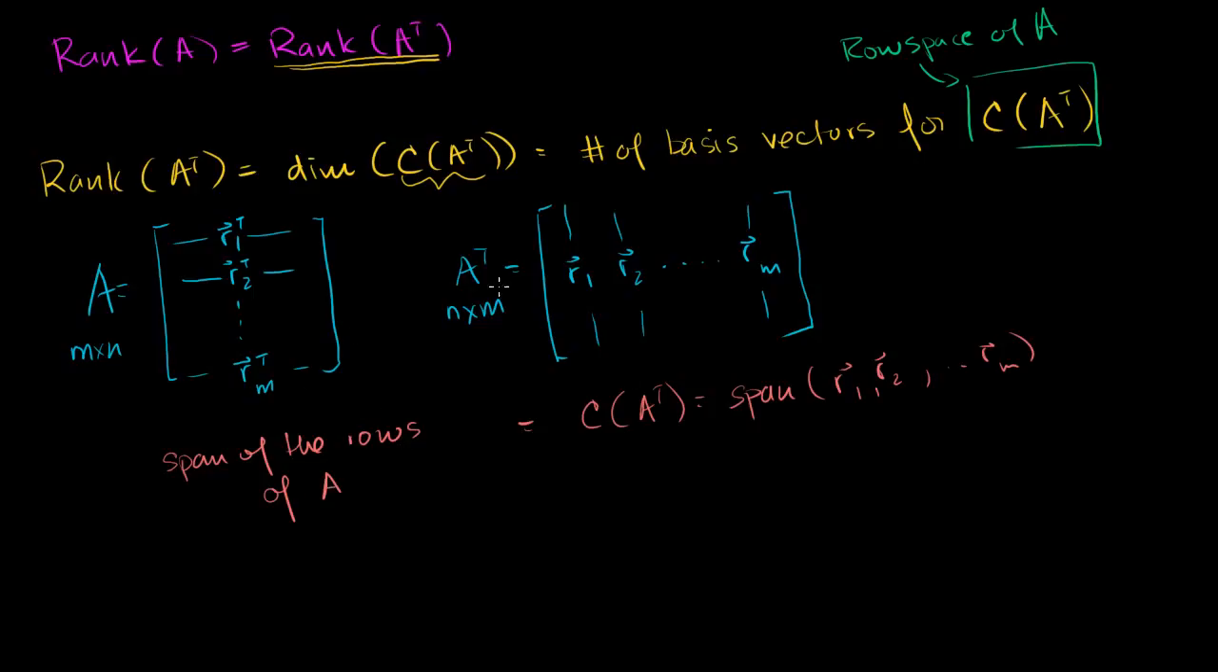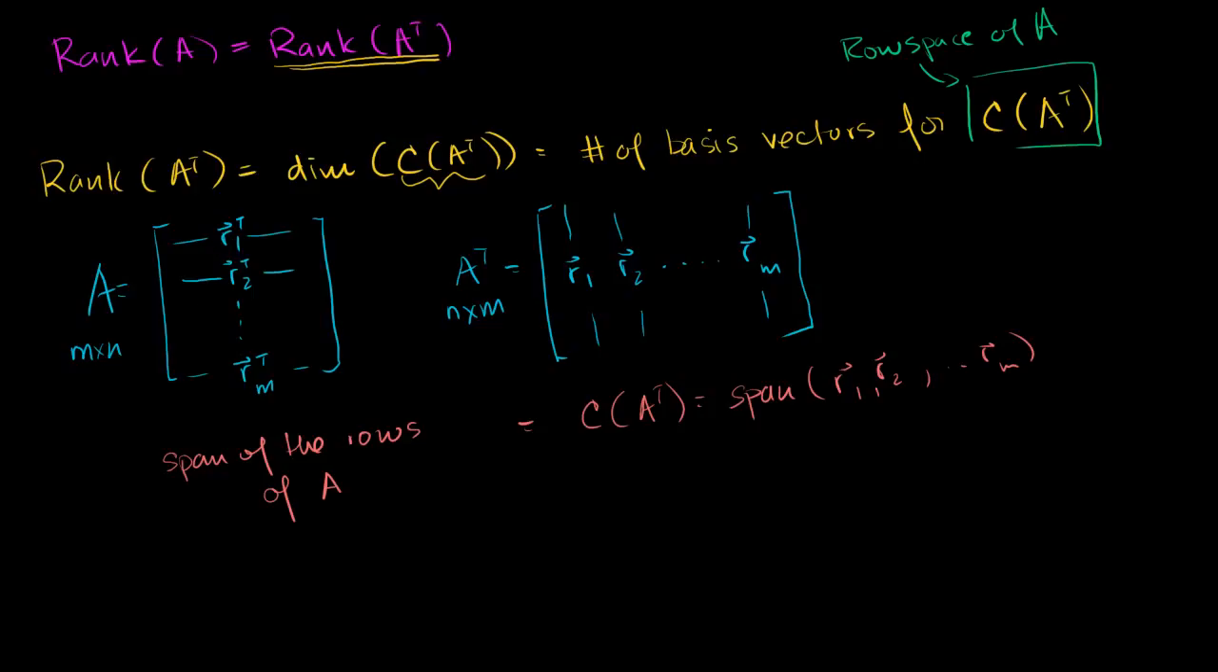Now, these are the span. That means this is some subspace. It's all of the linear combinations of these columns, or all of the linear combinations of these rows. If we want the basis for it, we want to find a minimum set of linearly independent vectors that we could use to construct any of these columns, or that we could use to construct any of these rows right here.